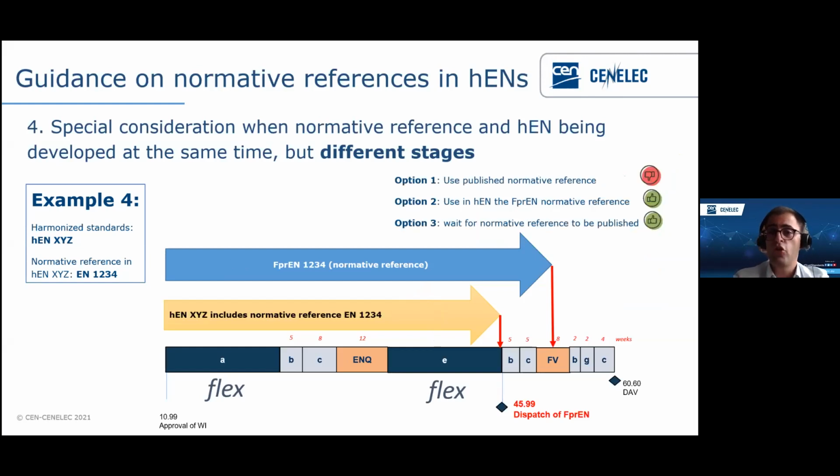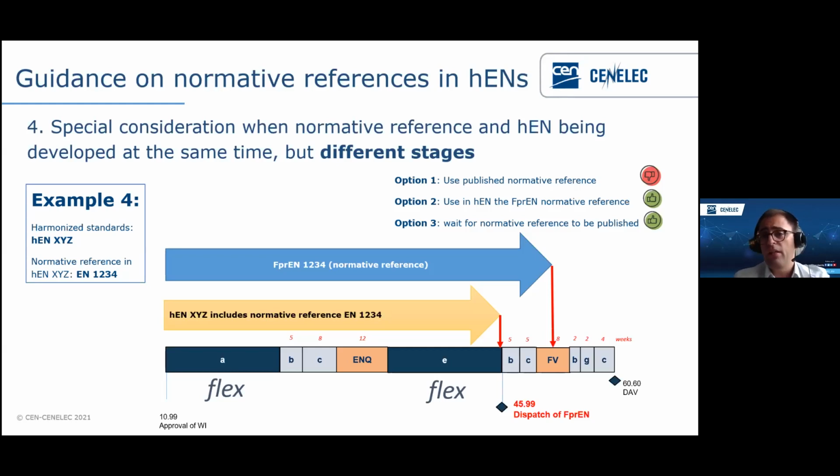Option 1 is that you include in your harmonized standard the published version of the EN 1234, for example, the version from 2012, but you know that by the time the harmonized standard is published, that normative reference will already be withdrawn because you have a new version, for example from 2021. So you need to be very careful with option 1. I would actually suggest not to go with option 1.